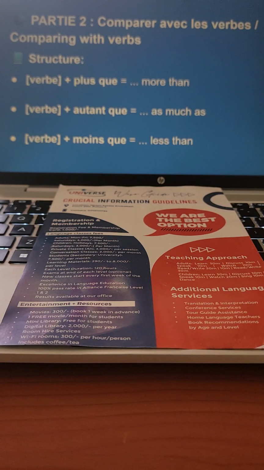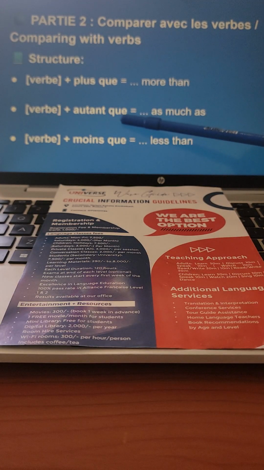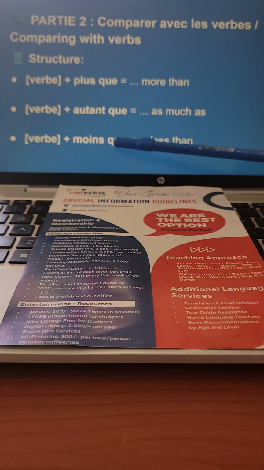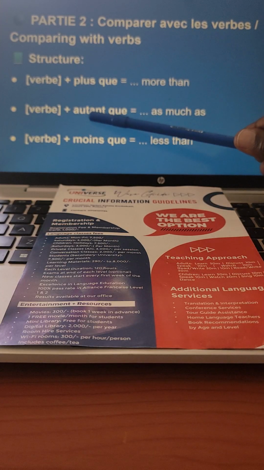Let's go to part 2. We're going to compare using a verb. You can see you put the verb in the beginning, then plus que. Something I've changed there: not aussi que, but now we are using autant que. When we are comparing using an adjective or an adverb, we use aussi que, but now it has changed to autant que. Moins que. So plus que, autant que, moins que.